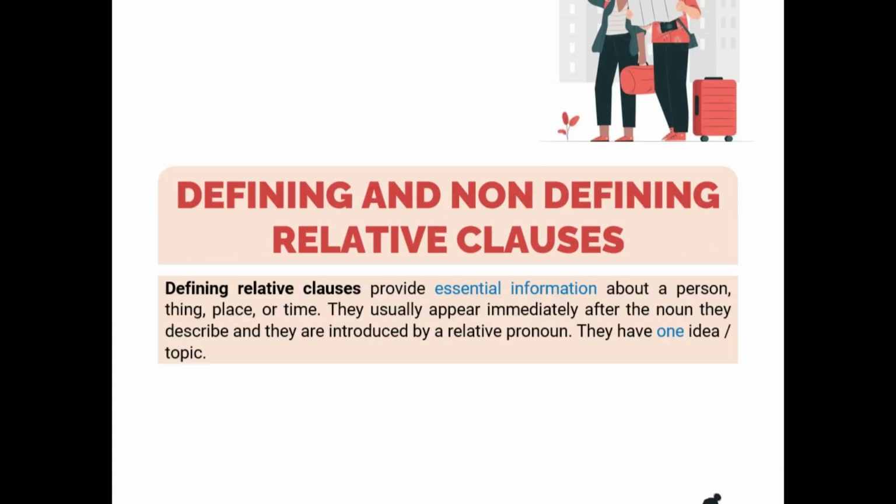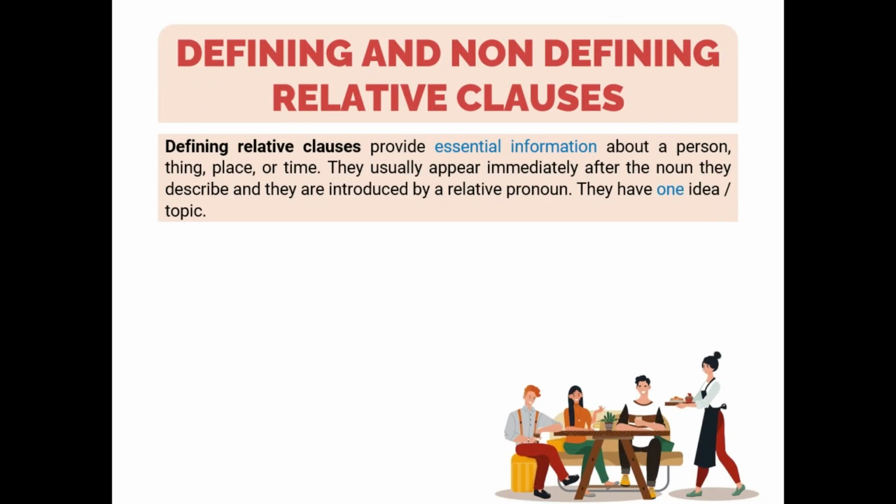We are going to begin with defining relative clauses. Defining relative clauses are used to provide essential information about a person, thing, place, or time. They usually appear immediately after the noun they describe, and they are introduced by a relative pronoun. The easiest way to identify a defining relative clause is by counting how many ideas, topics, we have in our sentence. Defining relative clauses have just one idea.